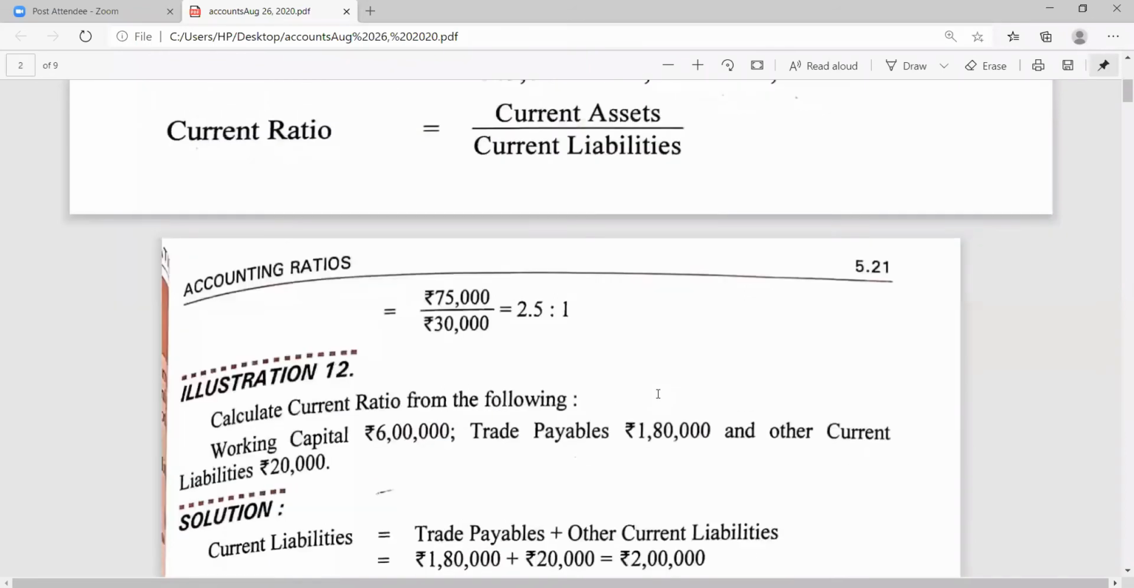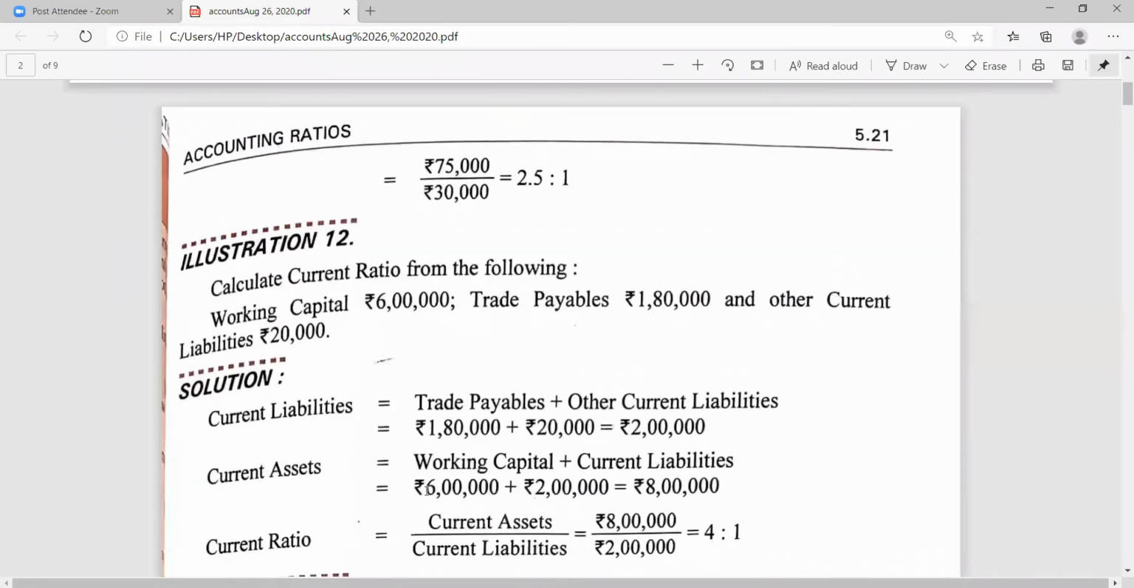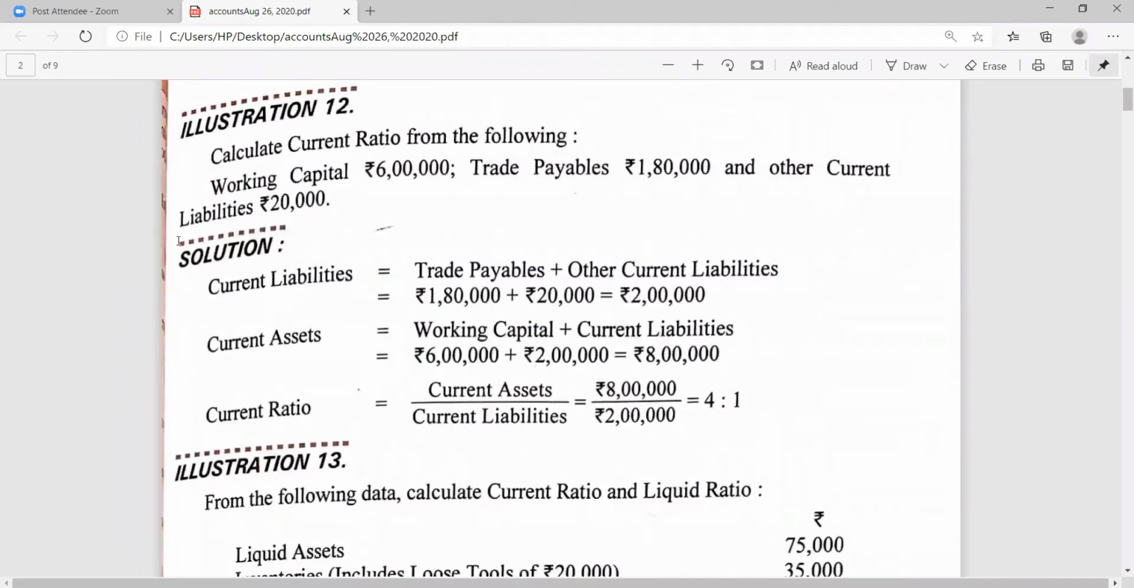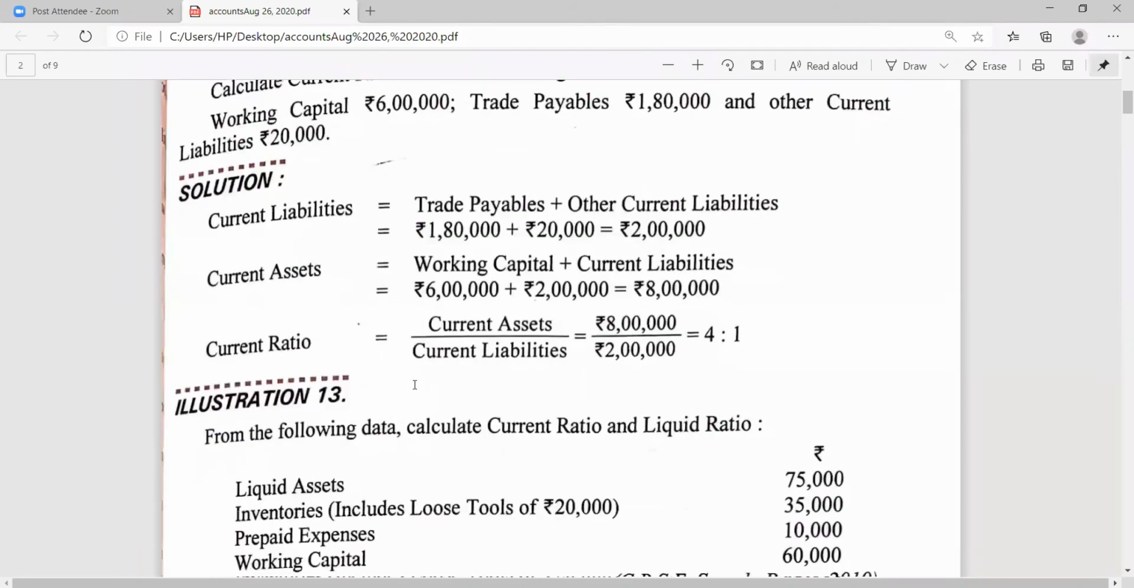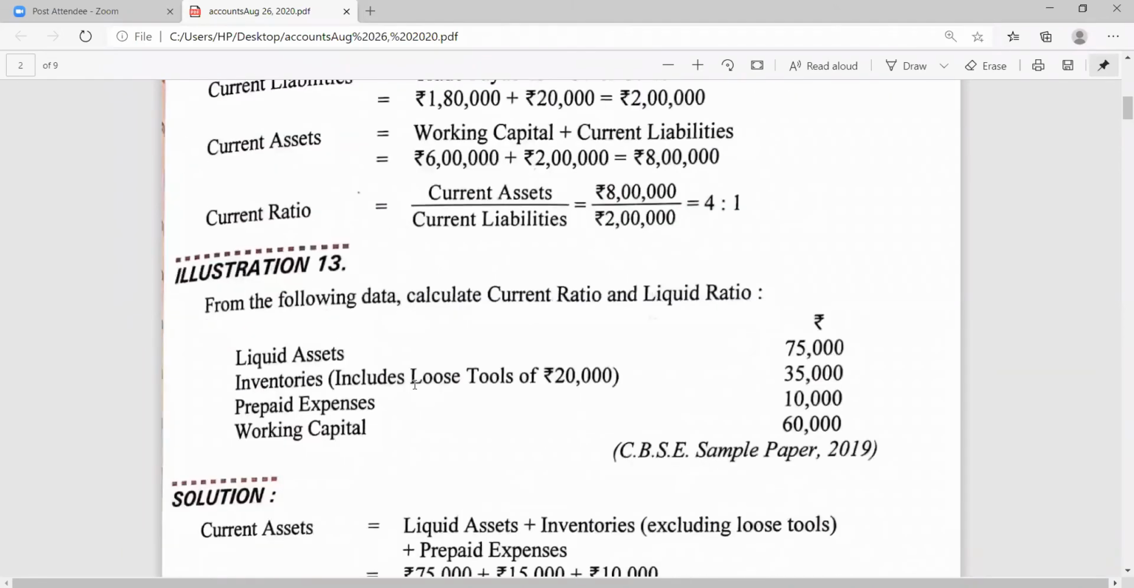In the 12th illustration, working capital is with us, trade payables are with us, and other current liabilities are also given to us. So in this way you have to calculate the current liability, but the formula will change. Trade payable is also a current liability and other current liabilities are 20,000. The formula will become trade payables plus other current liabilities, and we will get the current liability. With the help of current liability and working capital, we will get our current assets, and finally we will get the ratio. In the next question, we have to calculate the current ratio as well as the liquid ratio both.